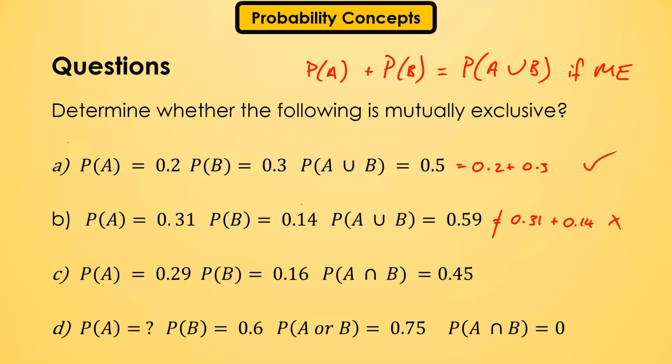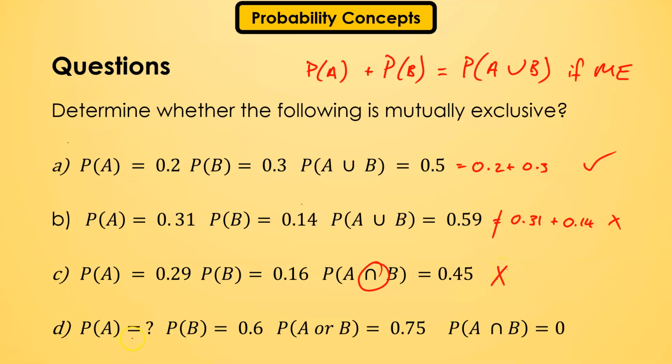Again, look at C. First of all, we've got 0.29 plus 0.16. If you add them together, you do get 0.45, but you should have noticed that we've got the intersection sign. So that's not the rule, it's only for or. If something's mutually exclusive, the intersection should equal 0. So that's not mutually exclusive as well.